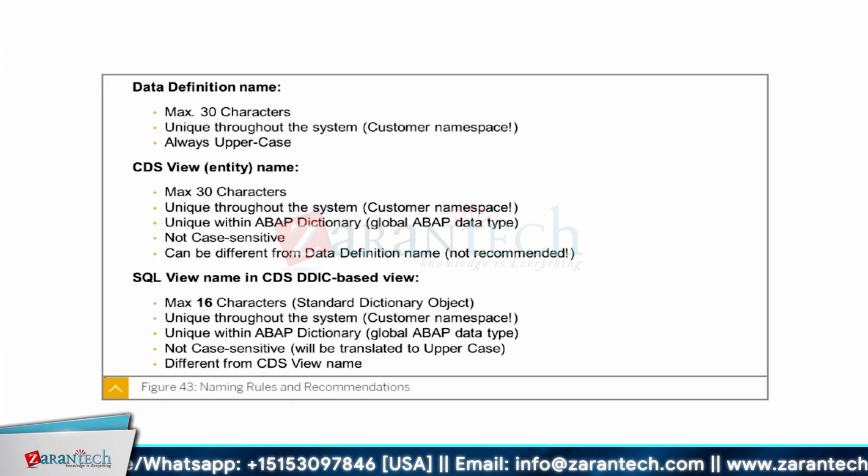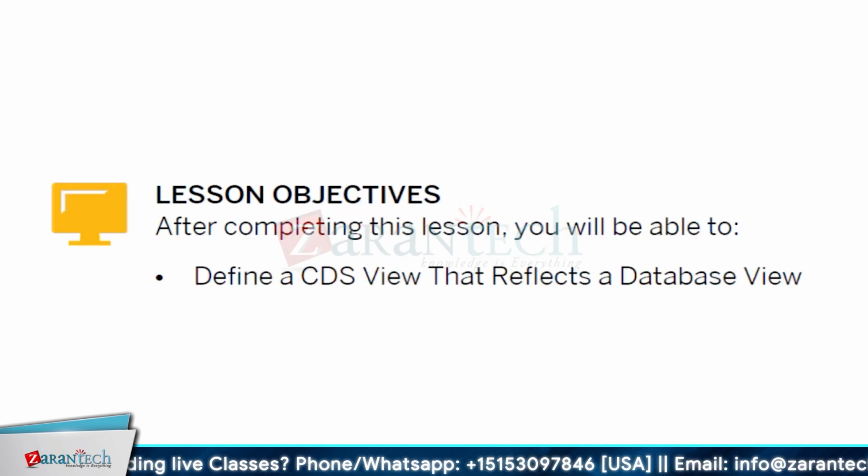Your view name can contain up to 30 characters, should be in uppercase. For a CDS view entity, 30 characters, and case sensitive. DDIC based views you don't need to worry about, because we have almost stopped using them, so don't worry much about that.